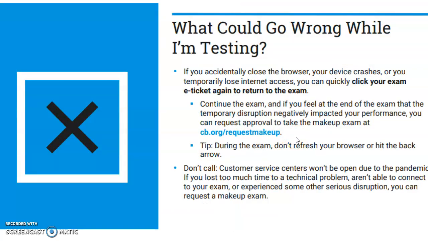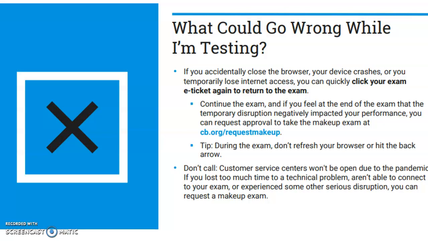All right. What could go wrong while I'm testing? Well, if you accidentally close the browser, your device crashes, or you temporarily lose internet access, just click the exam e-ticket again and return to the exam. Continue the exam, and if you feel at the end of the exam the temporary disruption may have negatively impacted your performance, then you can request approval. That doesn't mean that you'll get it, but you can request the approval to make up the exam.